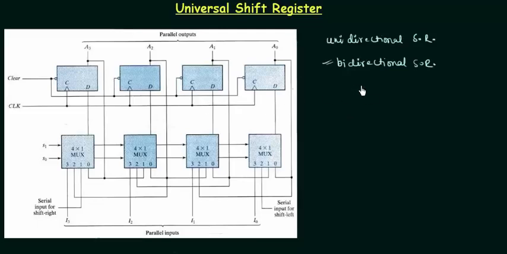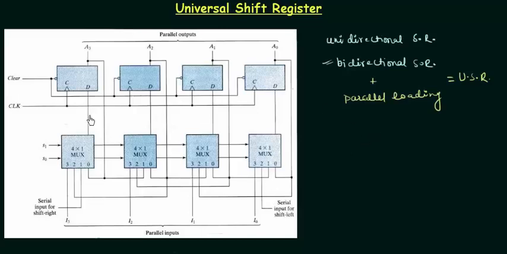Along with this bidirectional shifting, if we have the parallel loading, we have the universal shift register. What I mean by this, if we have a register in which we have the bidirectional shifting as well as the parallel loading, then that shift register we will call universal shift register. And by parallel loading, I mean the data that we want to store in the flip-flops are entered in parallel manner, or you can say simultaneously.